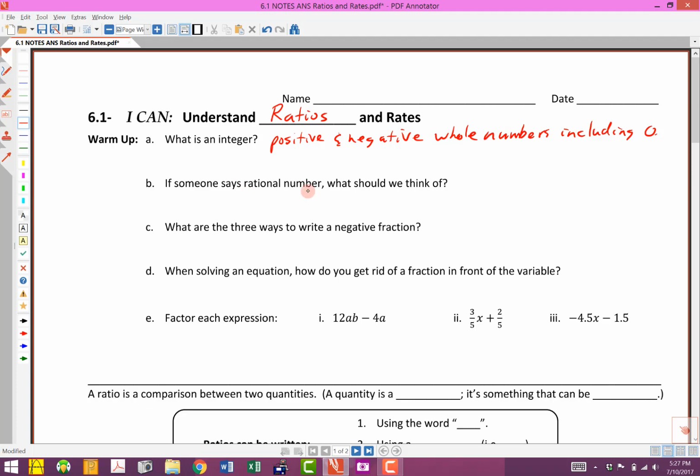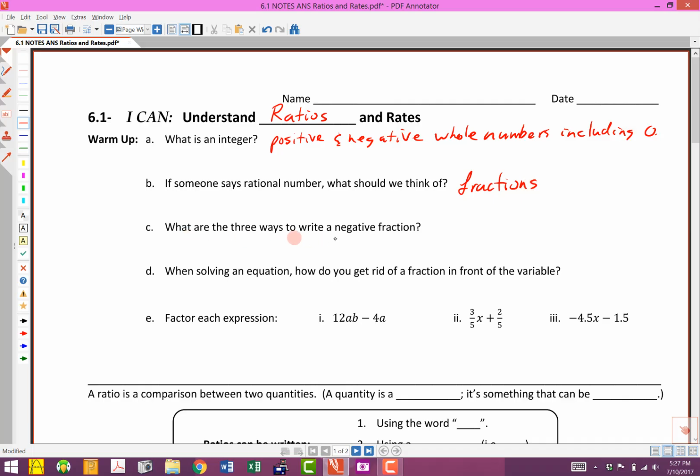And then if somebody says we're working with rational numbers, what should we think of when we hear the word rational? We should think of a ratio. In other words, we should think of a fraction, or numbers that can be written as fractions. And remember, we talked a couple of units ago about writing things as fractions and decimals, and we go back and forth between the two of those.